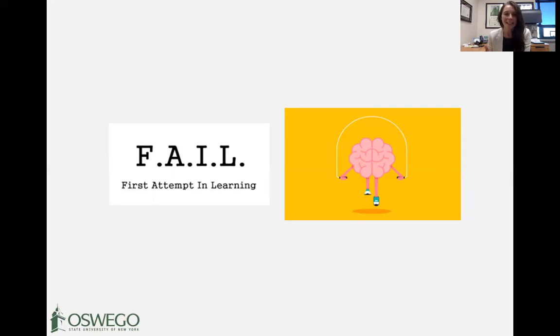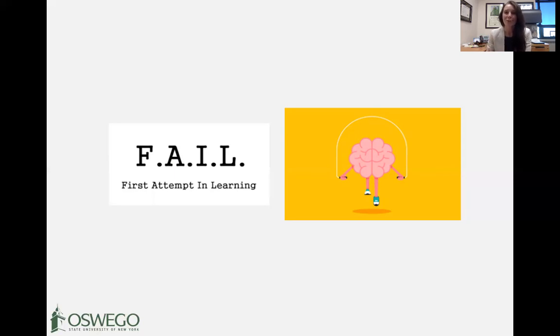And then if we see that it didn't work out as planned, right? It's not that failure is a bad thing. It is literally a first attempt at learning. Okay, that didn't work exactly how we had planned. What happened? And how can we run a new experiment, based on what we learned in the last one, to see if we can improve upon it?